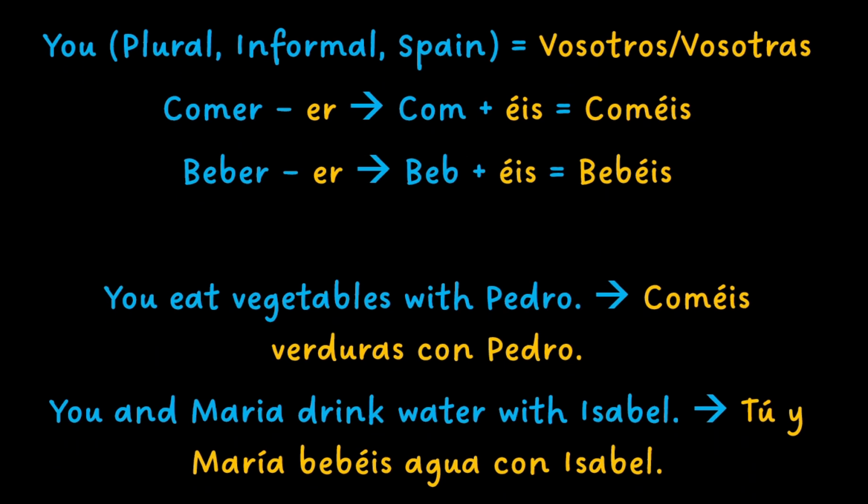You in Spanish when speaking to multiple people informally and in Spain is vosotros or vosotras. And to conjugate this, we drop ER and add E with an accent, IS. So to say you eat, comer becomes coméis, and to say you drink, beber becomes bebéis. You eat vegetables with Pedro is coméis verduras con Pedro. You and Maria drink water with Isabel is tú y Maria bebéis agua con Isabel.